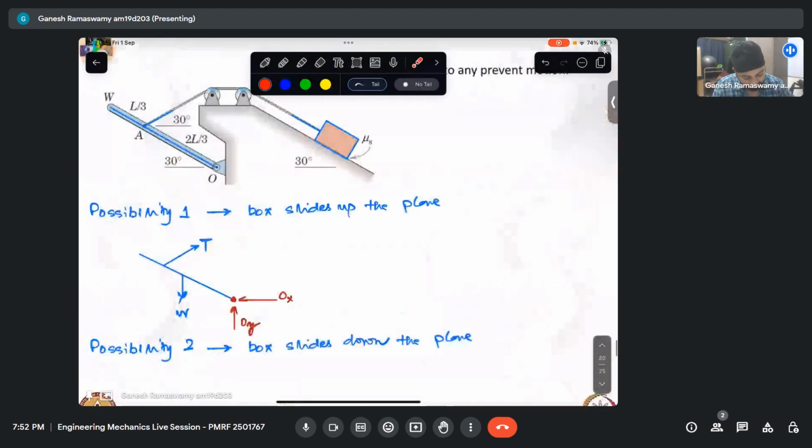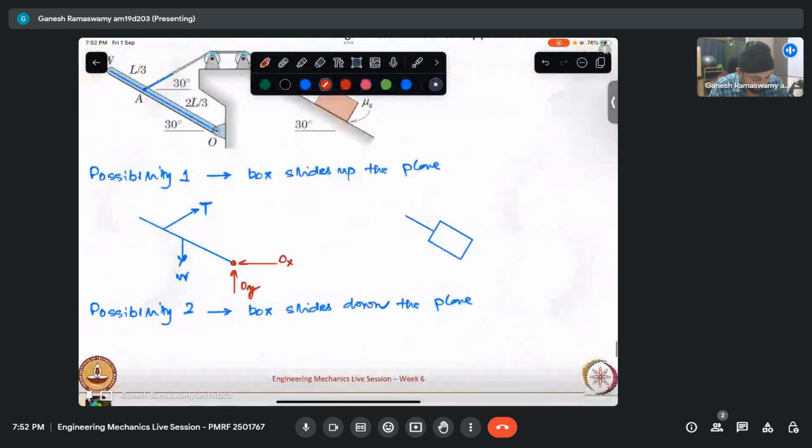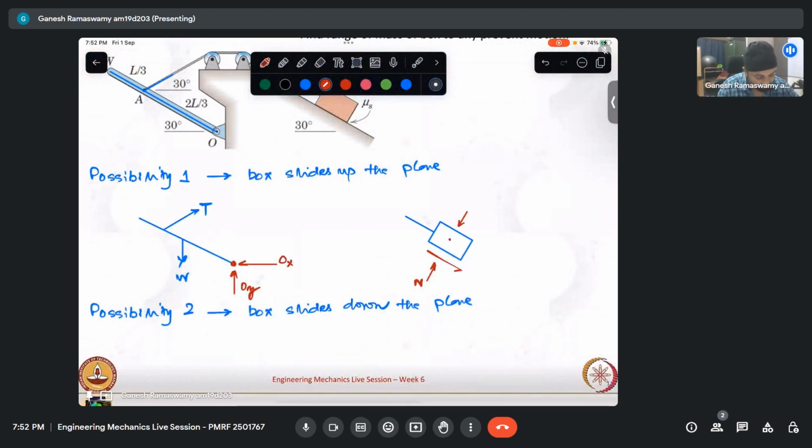And then I have this. So I'll just take it here. Now this is the box slides up. So I have friction mobilized like that. I have my mass. This is N. I have this to be mg cos 30. And then I have one force like that. This is mg sin 30. This is the frictional force. And since we are looking at the minimum value, this frictional force is nothing but mu N. And this is that same tension.